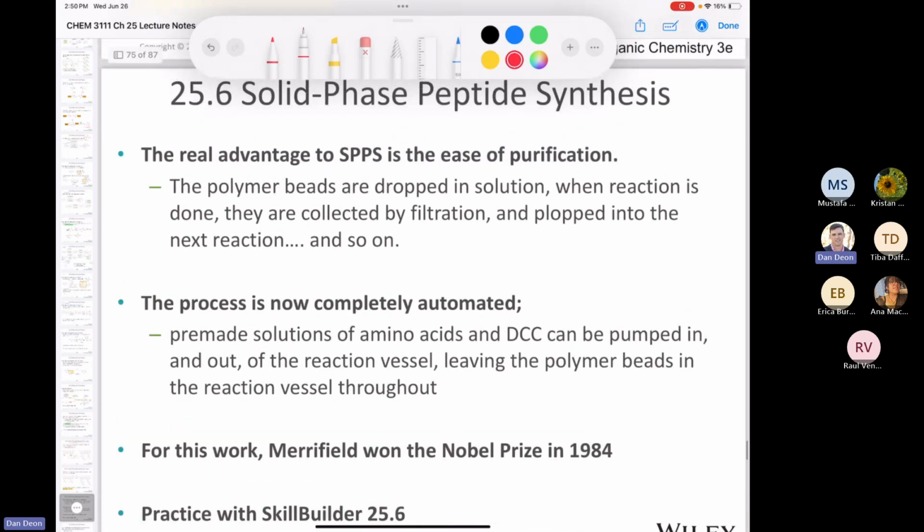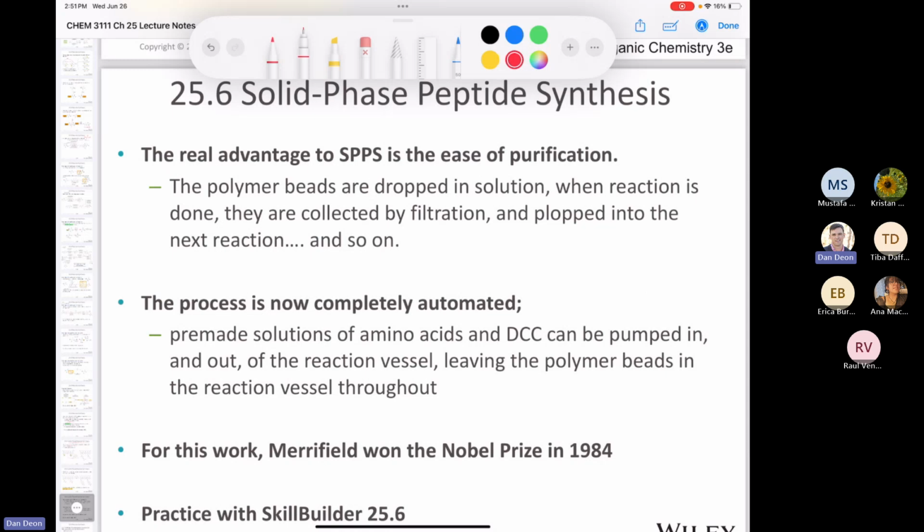So it says here, the advantage of solid phase peptide synthesis is the ease of purification, because the polymer beads, again, are like little tiny white plastic balls. When you put them in solution, they're collected by filtration. You don't have to do any extraction or anything like that. You just collect them by filtration, put them in the next reaction, and keep going and going and going.